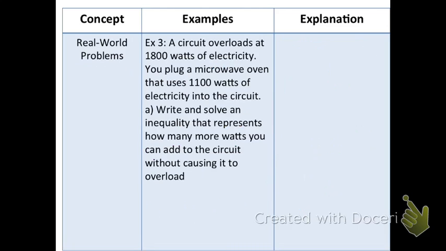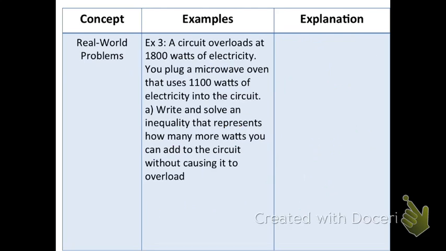So let's look at this real world problem real quick. We have a circuit that overloads at 1800 watts of electricity. It's like, you plug something in and it only takes so much electricity before it freaks out. So you plug in a microwave oven that uses 1100 watts of electricity into the circuit. The first thing we want to do is write and solve an inequality that represents how many more watts you can add to the circuit without causing it to overload.